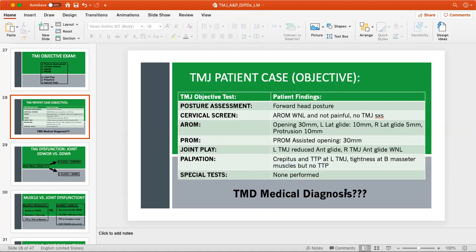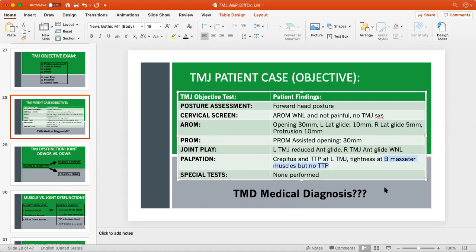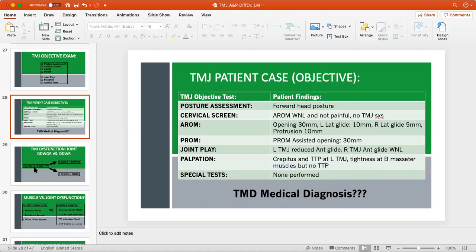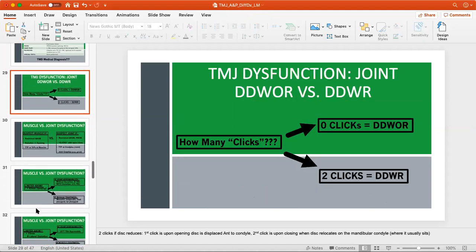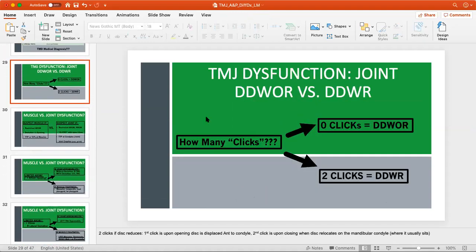So what do you think is a medical diagnosis right here? You think joints affected? Maybe. You think muscles are affected? Maybe, but we're not reproducing pain. So hopefully you're catching a little bit of my hints, but maybe you know what's going on, maybe not. Let's go through some of the possibilities before we get to the diagnosis. So TMJ dysfunction, again, one of our categories of TMD that we saw was these disc disorders.